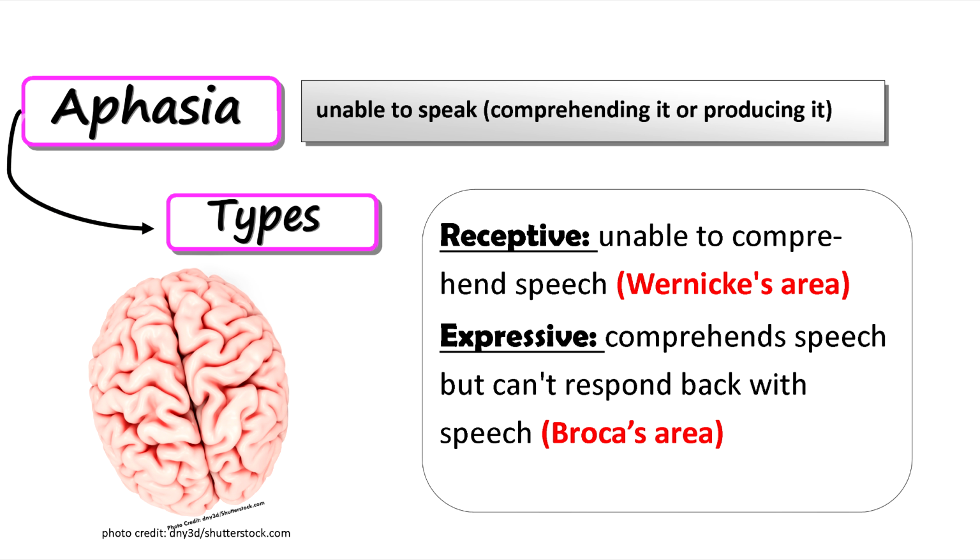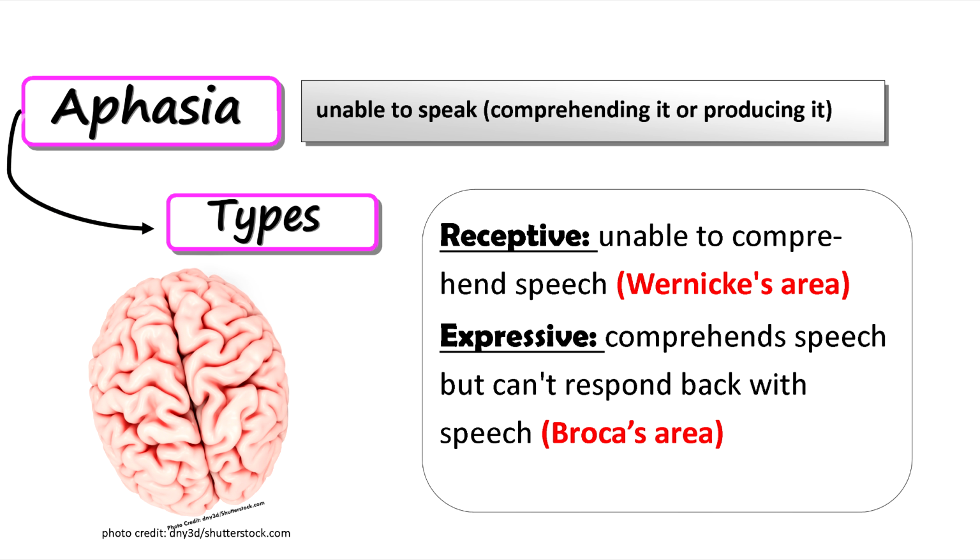Okay, so the first topic I want to talk about is aphasia. This is where they are unable to speak, comprehend the speech that you're speaking to them, or produce speech. And there's various types. The first type is called receptive aphasia. This is where the patient is unable to comprehend the speech spoken to them, and this affects Wernicke's area. So whenever you're talking to the patient, they're not really being receptive to your speech.